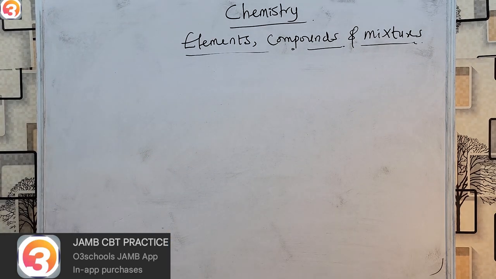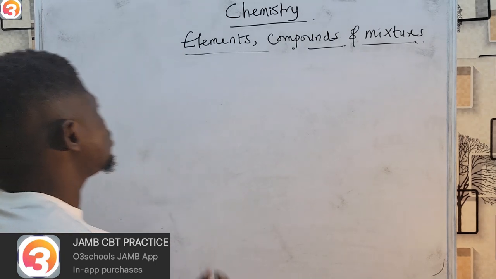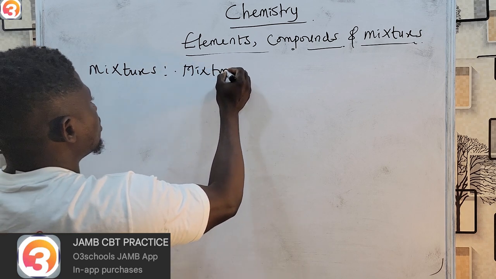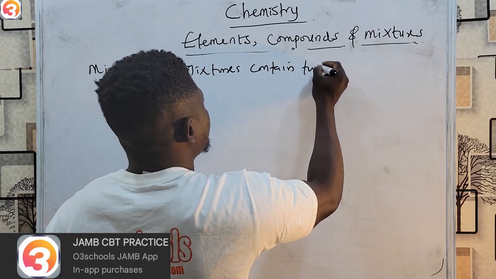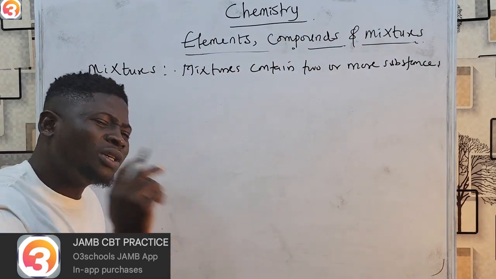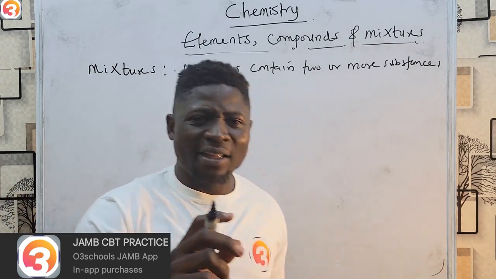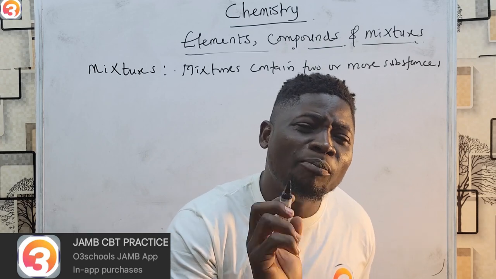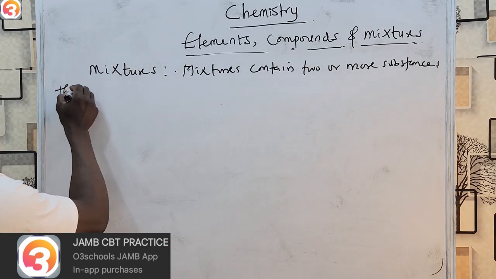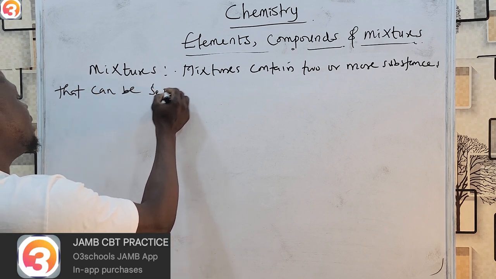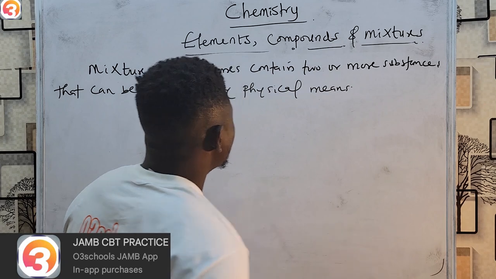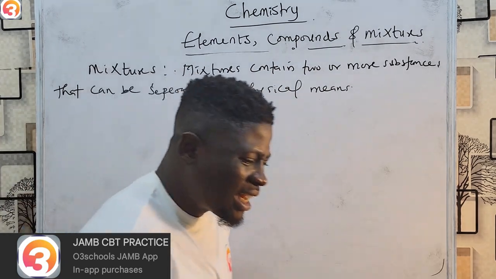Then we can see some fun comparison between compounds and mixtures. So we said mixtures contain two or more substances. These mixtures are not chemically combined together. So mixtures contain two or more substances that can be separated by physical means.